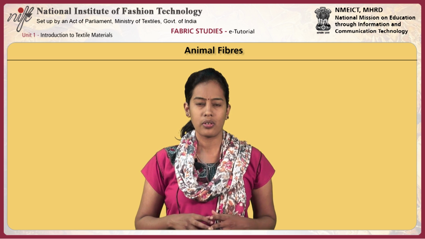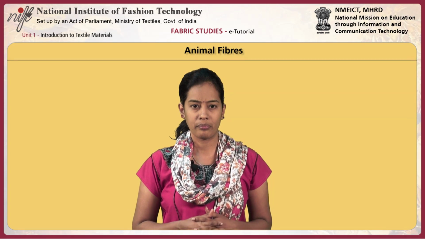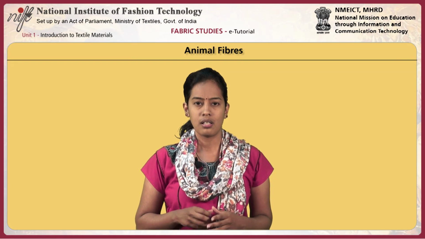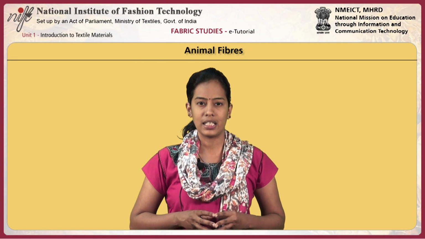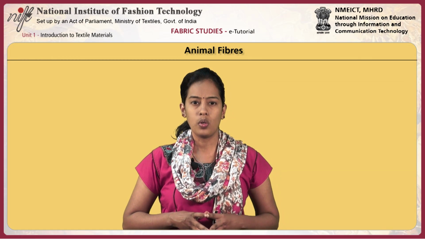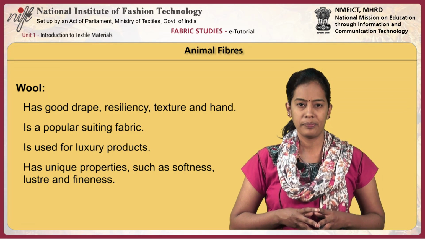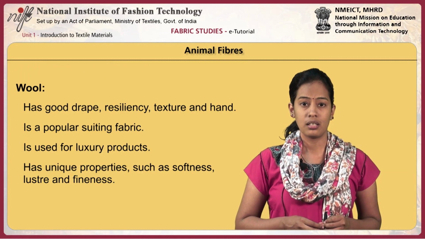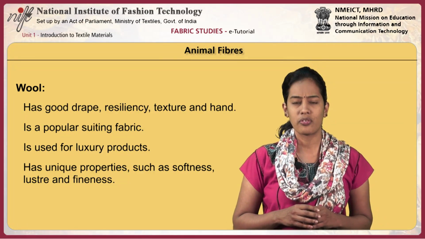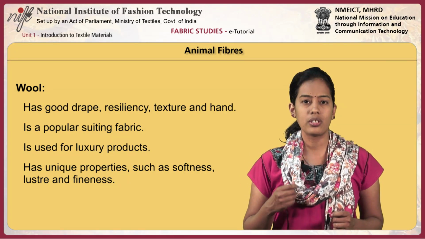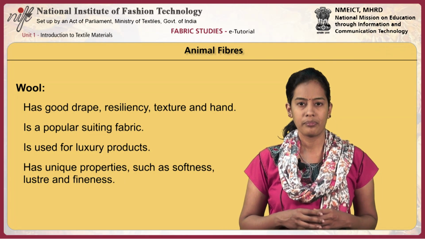Animal fibers are also called protein fibers based on their chemical composition. Animal hair fibers are usually preferred for winter wear because of their excellent heat retention property. Wool has good drape, resiliency, texture and hand, thus making it a popular suiting fabric. They are also generally used for luxury products owing to their unique properties such as softness, lustre and fineness.